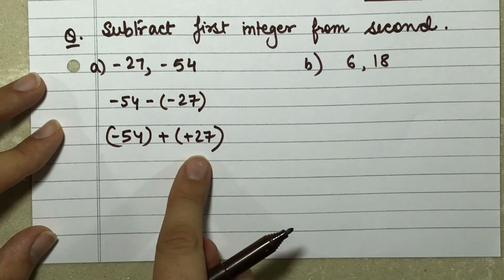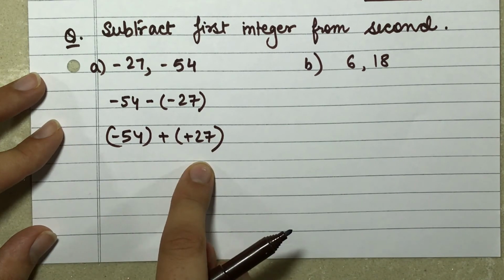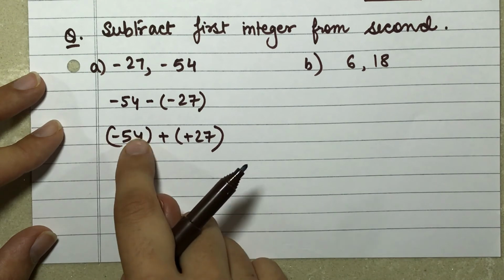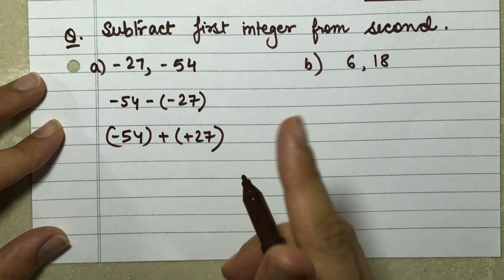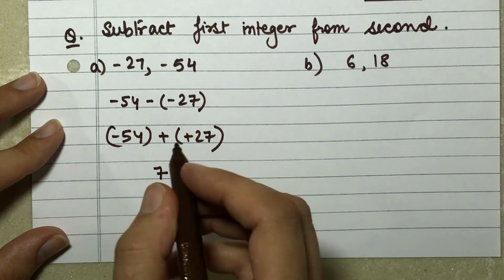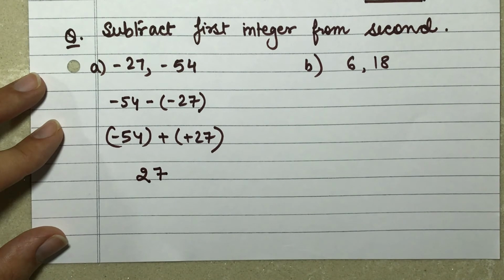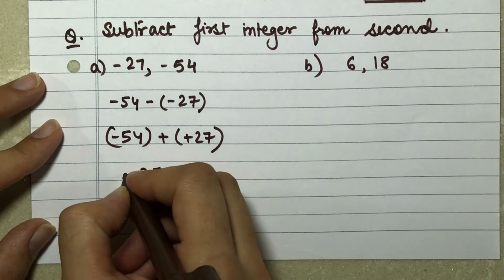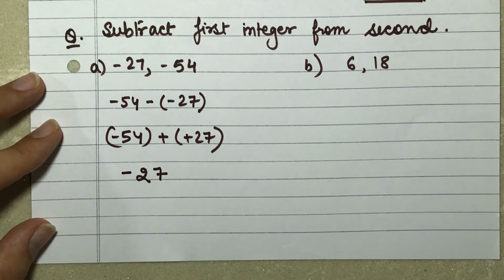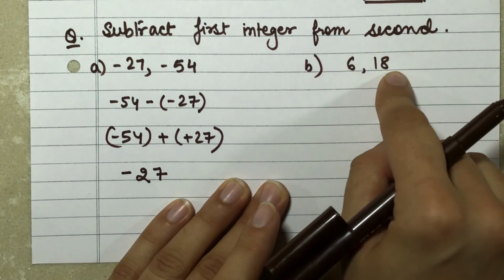Now I have to add the two integers. I have two different signs, rule number 2. So I'm simply going to subtract 54 and 27. The answer is going to be 27. Now when I find the absolute values of 54 and 27, 54 is the highest, so the sign of 54 is going to come with 27. The answer comes minus 27.